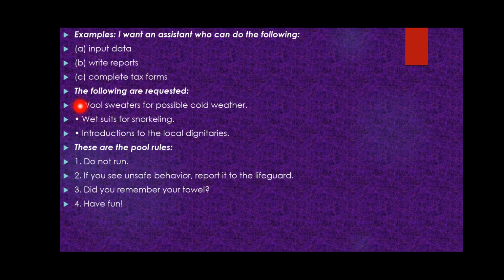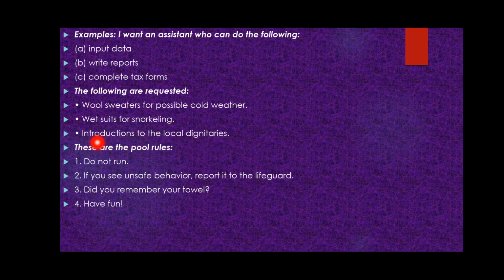Second, "The following are requested." You can see that a colon is used here, and then: wool sweaters for possible cold weather, wetsuit for snorkeling, and introduction to the local dignitaries. You can see that the first letter in "wool" is capitalized, and here we have a full stop. Here W is capitalized, and here we have a full stop or period. And here I is capitalized, and after "dignitaries" we have a full stop.